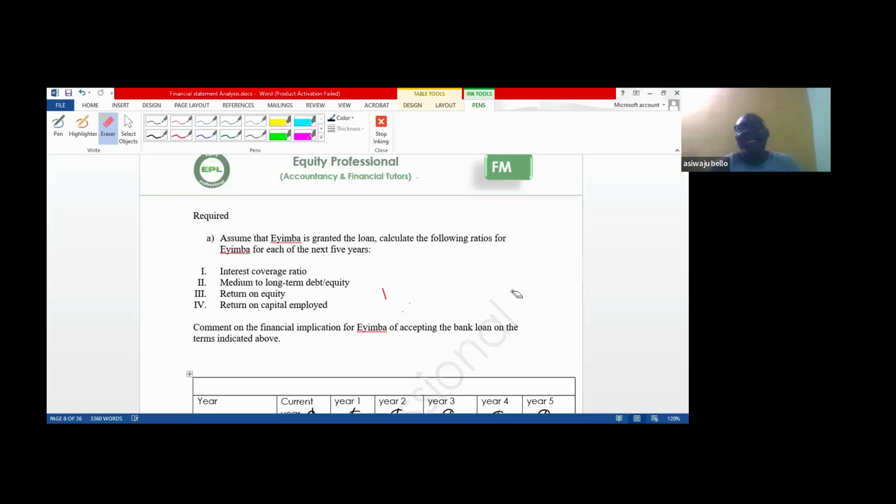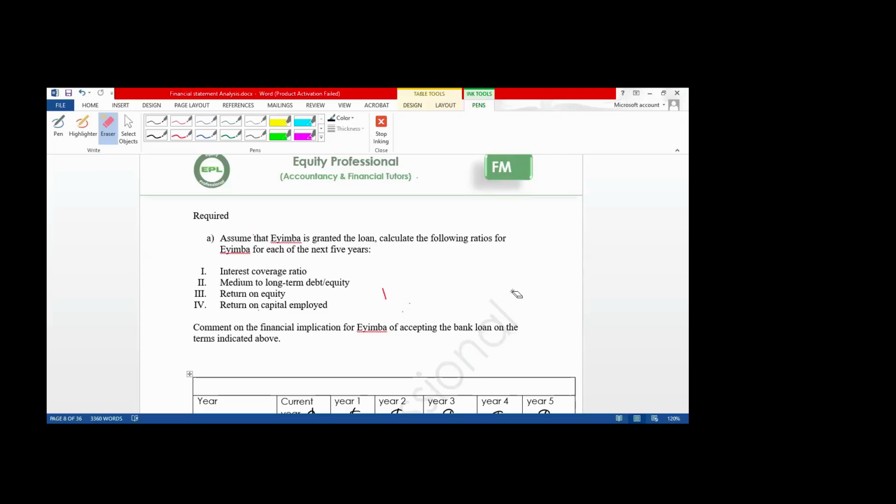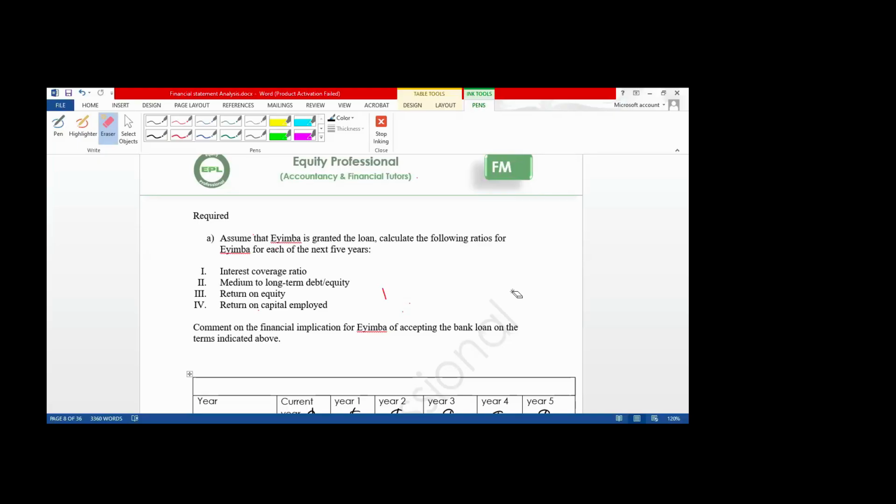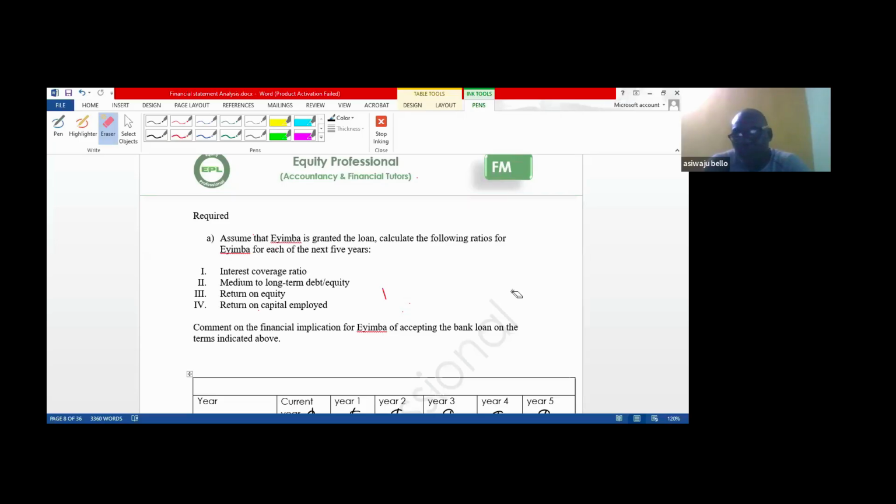What will be your concern? As a finance manager, what are your concerns? Your concerns will be the terms of the loan. Can we meet repayments every year? And can we pay the interest every year? That should be your concern.